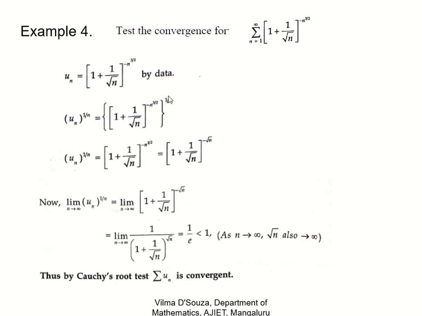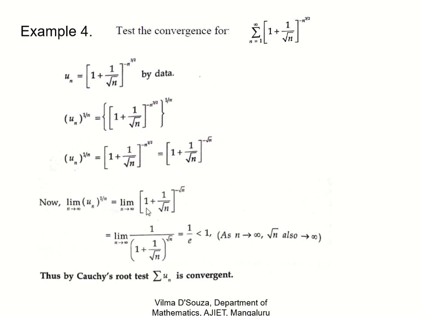Sorry, this is not half, this is 1. N to the power minus 1. 1 by n is n to the power minus 1. So n to the power 3 by 2 into n to the power minus 1. That is n to the power half. So 1 plus 1 by root n to the power minus n to the power half, and n to the power half is root n. So un to the power 1 by n is 1 plus 1 by root n to the power minus root n. So find the limit of this term as n tending to infinity.